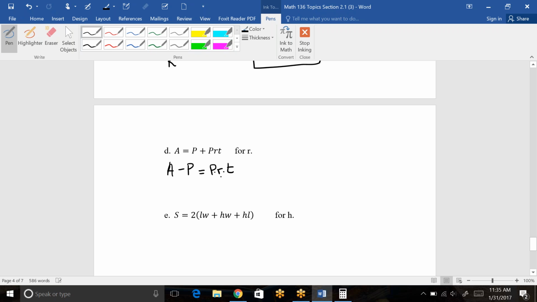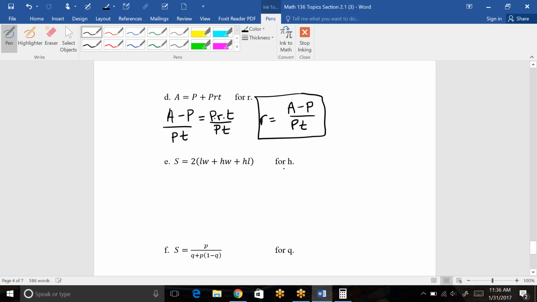Now this is all times, so that means to get rid of these, I can just divide. I would not suggest trying to do any kind of splitting and reducing of this fraction. I would just leave it as A minus P divided by P times T. The P's do not cancel out because this is a binomial and this is a monomial. There is no rule that allows you to partially cancel.